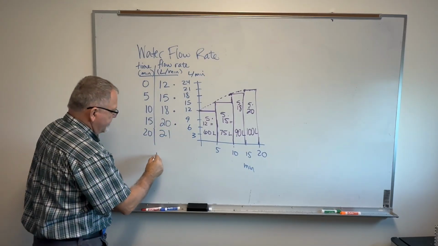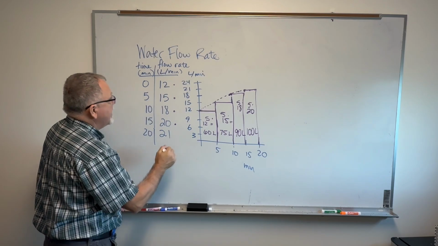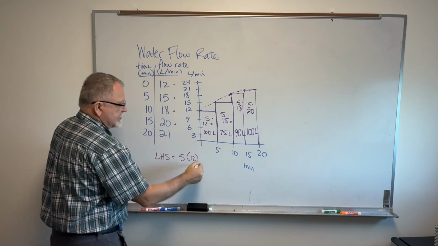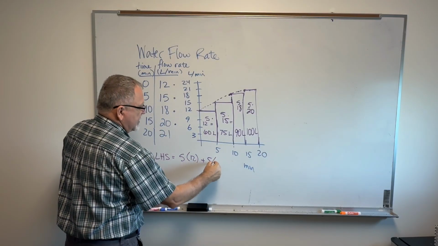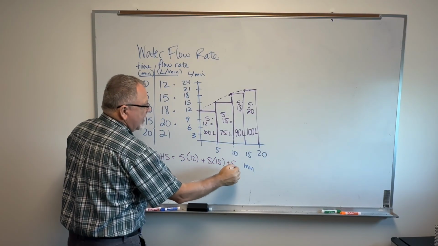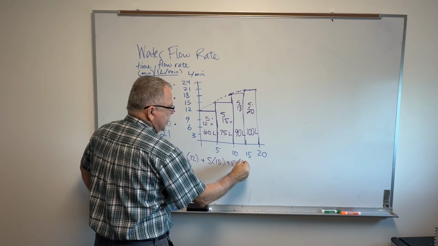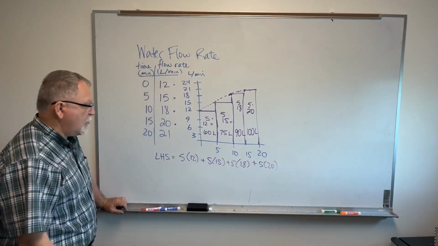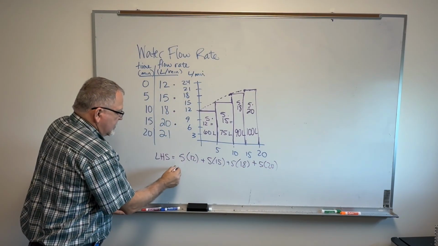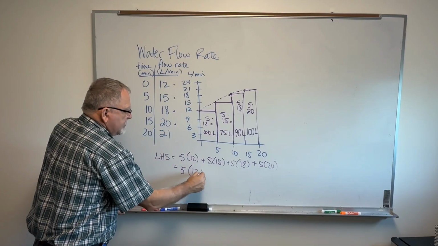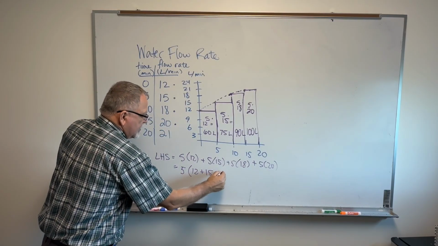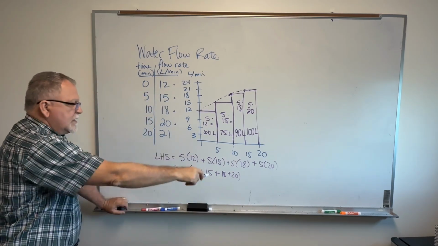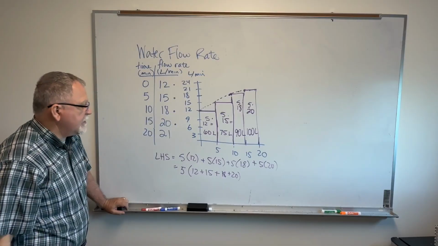So for my left-hand sum, I had 5 times 12, which was the 60, plus 5 times 15, plus 5 times the 18, plus 5 times the 20. Now notice we can be more efficient in our calculations if we just take 5 and multiply the sum of those heights. So we don't have to multiply by 5 each time. We can just add these up and then multiply the result by 5.